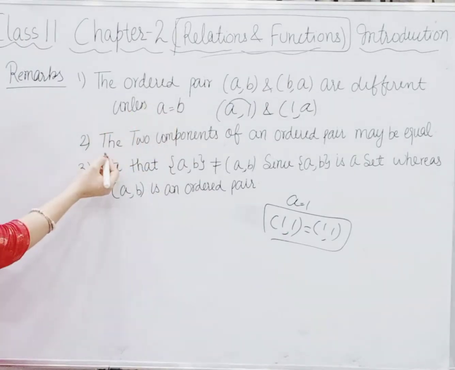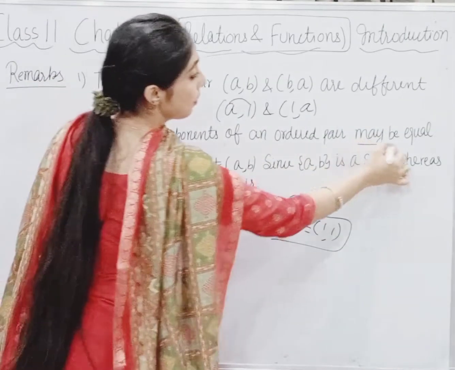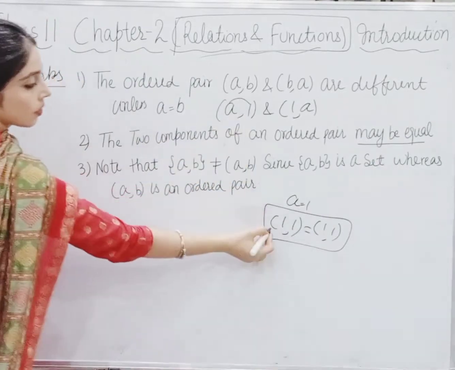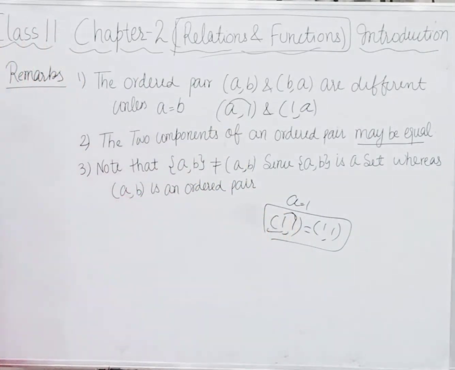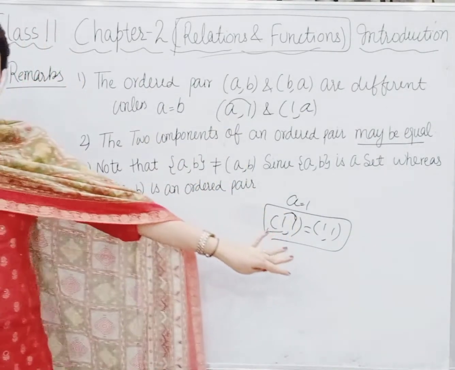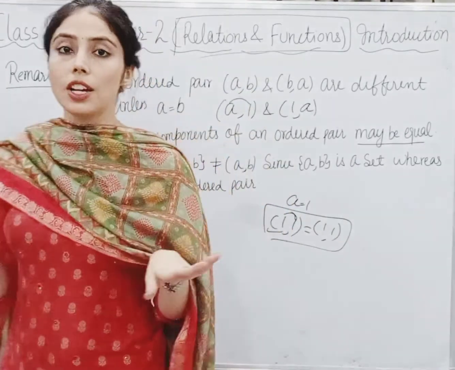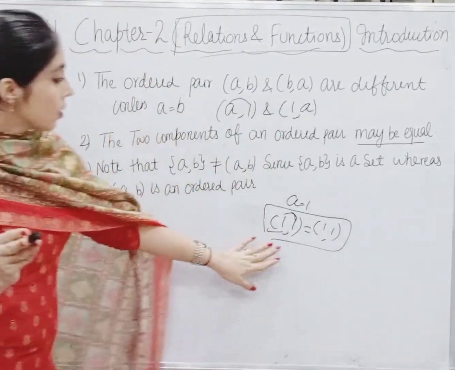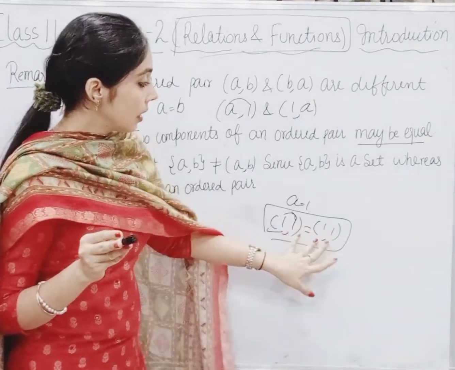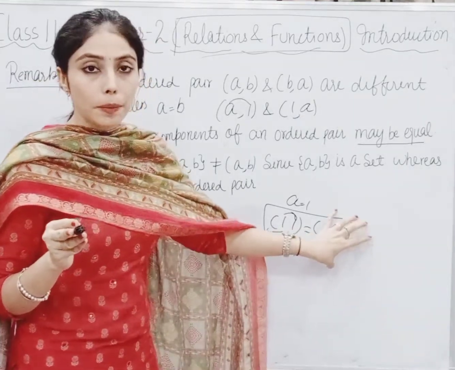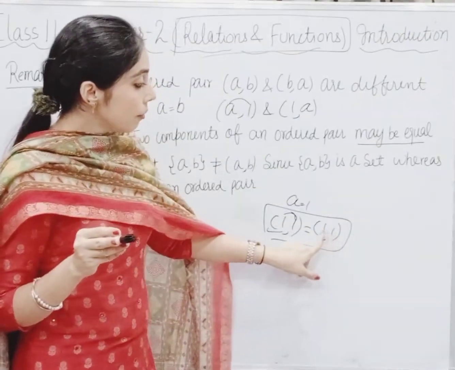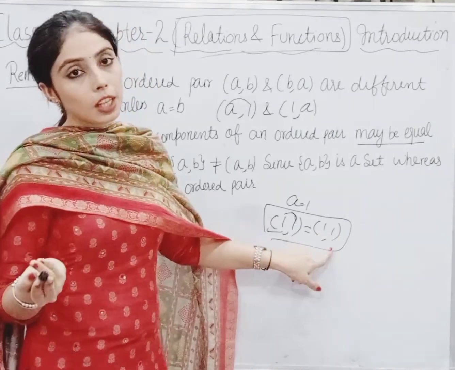Second, the two components of an ordered pair may be equal. In a set we can't repeat an element, but here this is not a set, this is an ordered pair. So, here the first and second components may be equal.